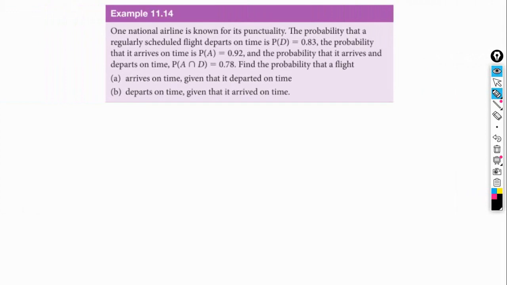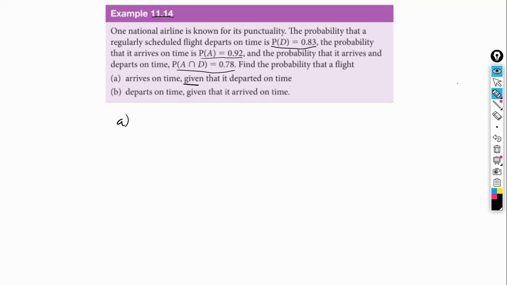So next we're going to look at example 11.14, and it says, one national airline is known for its punctuality. The probability that a regularly scheduled flight departs on time is 0.83. The probability that it arrives on time is 0.92. And the probability that it arrives and departs on time is 0.78. Find the probability that a flight, A, arrives on time given that it departed on time.